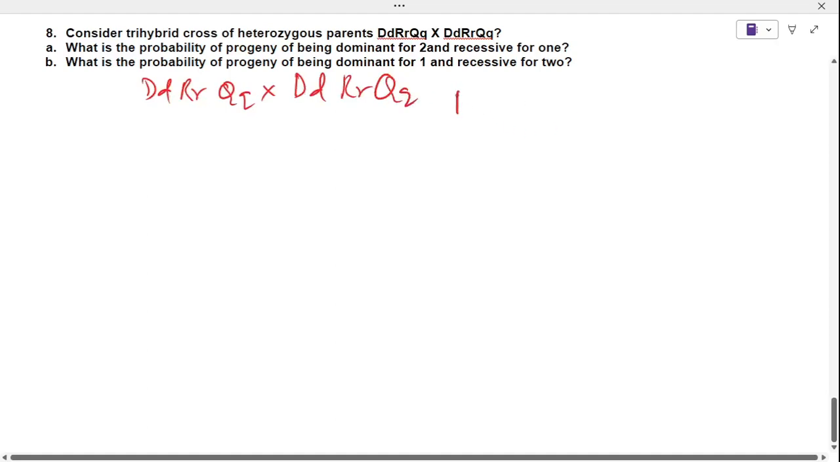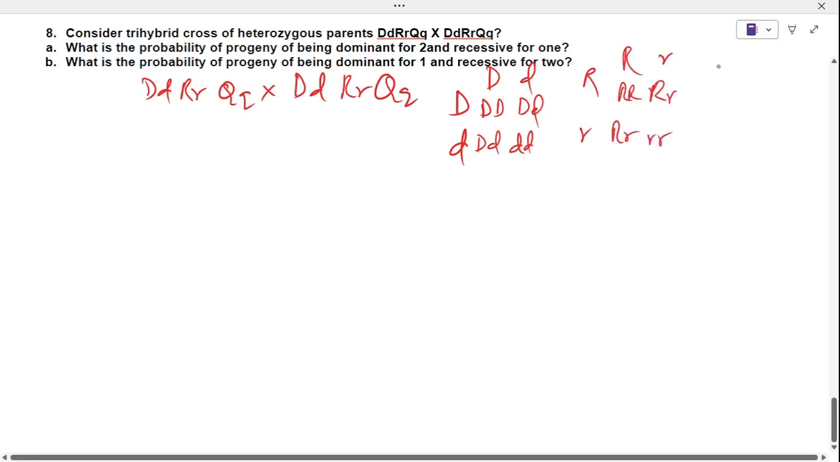If you do the Punnett square for these crosses, capital D small d cross with capital D small d gives capital D capital D, capital D small d, capital D small d and small d small d. Again, if you cross capital R small r with capital R small r, you get capital R capital R, capital R small r, capital R small r, small r small r. Next, one more cross is capital Q small q with capital Q small q, giving capital Q capital Q, capital Q small q, capital Q small q, and small q small q. So, what is given? First question is being dominant for 2 and recessive for 1.